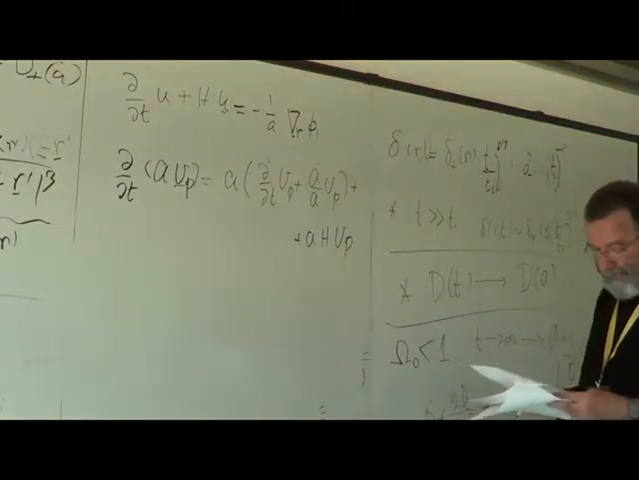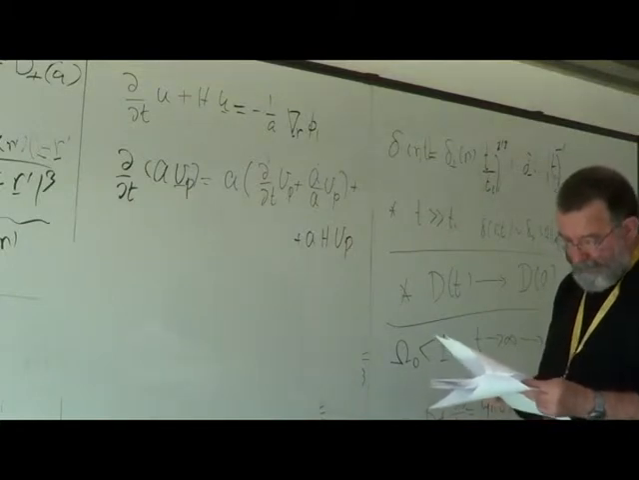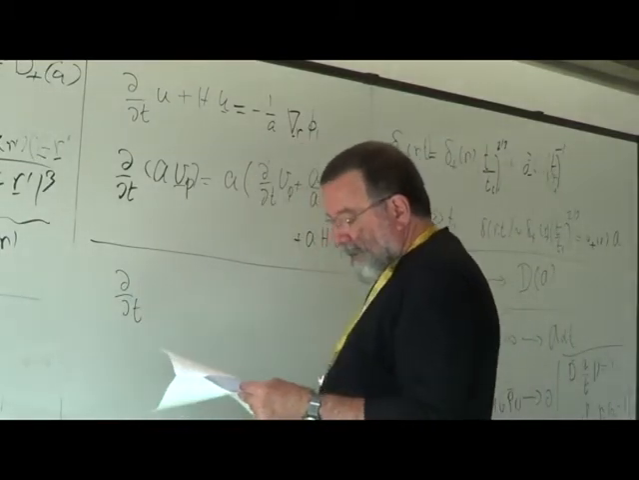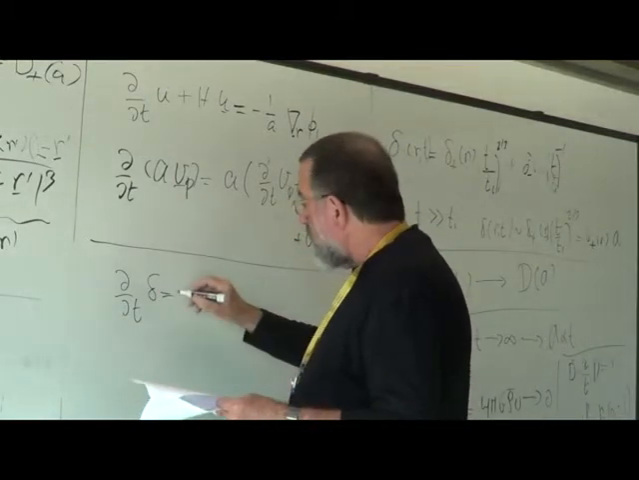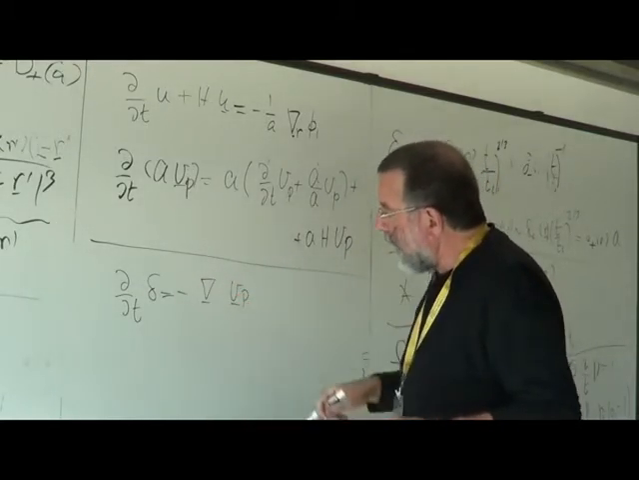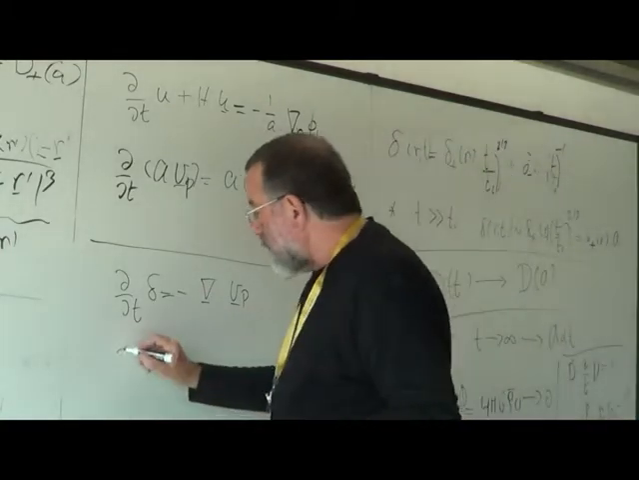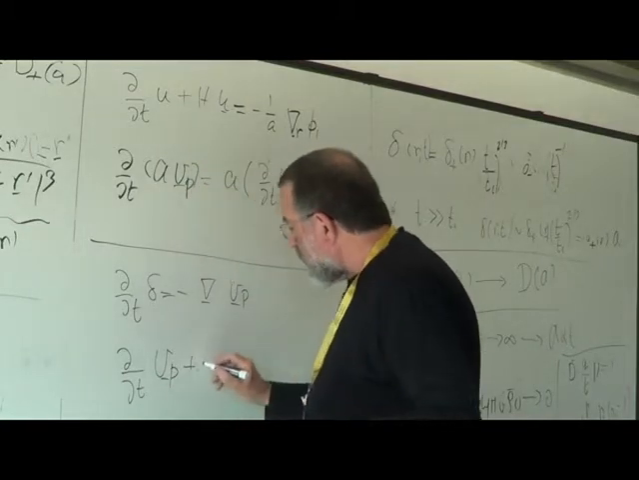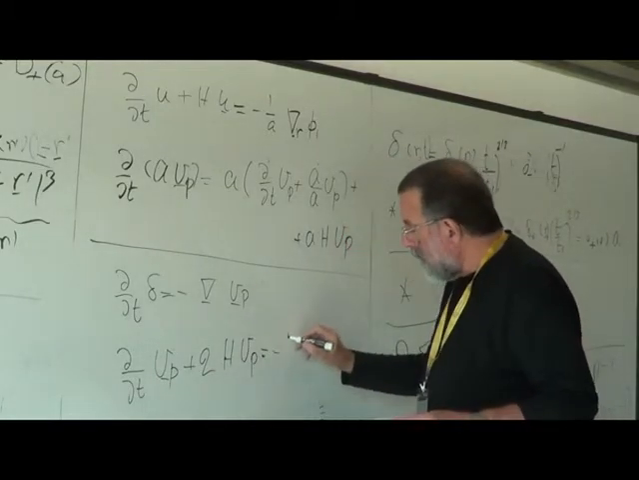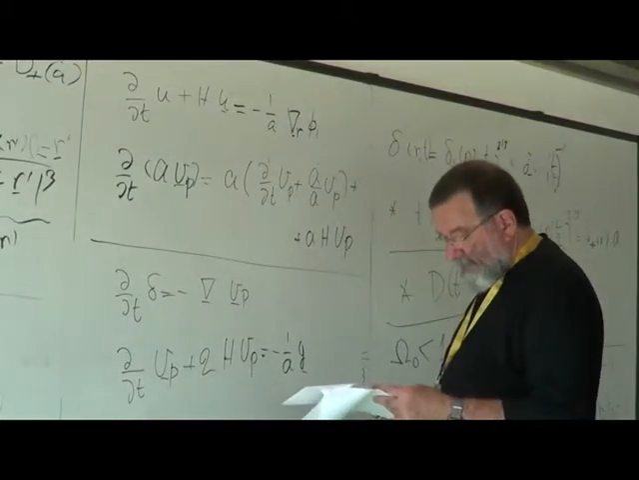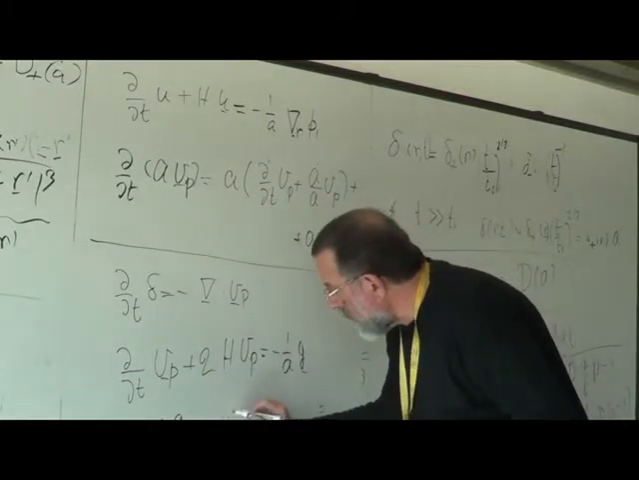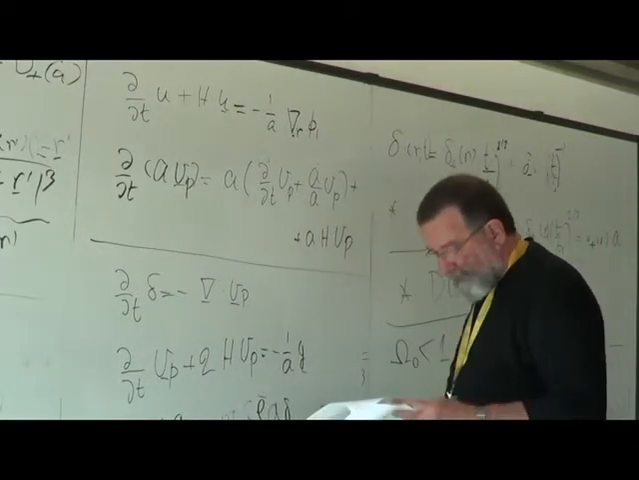All right. So now the equations that I'm getting, going back to the two equations: d by dt of delta equals minus the divergence of v_p. Namely, I got rid of this 1 over a thing that I had here. And d by dt of v_p plus twice H v_p equals minus 1 over a times g, and minus the divergence of g equals 4 pi G over a times delta.